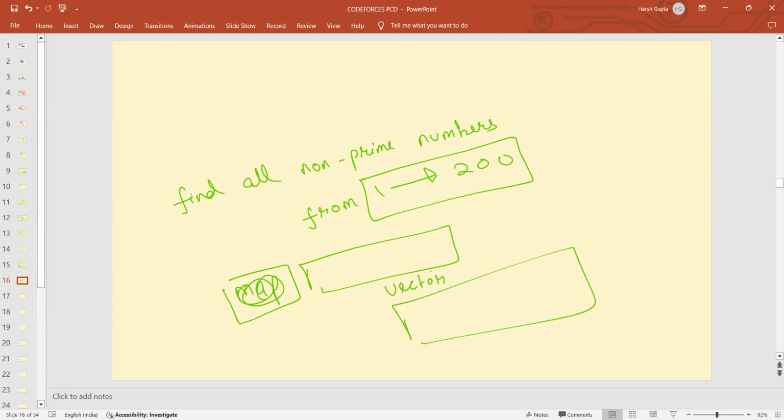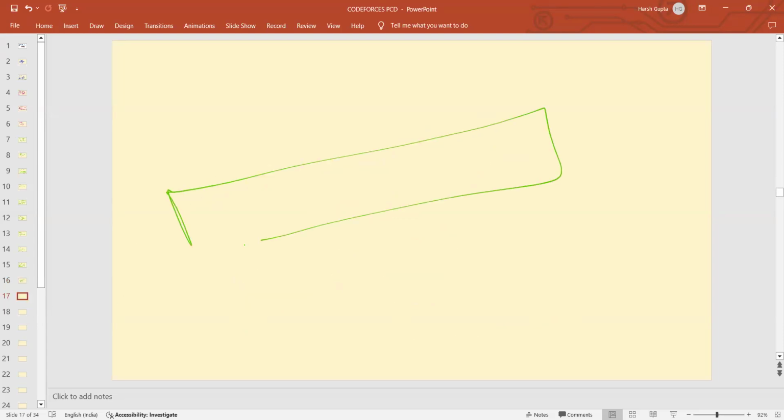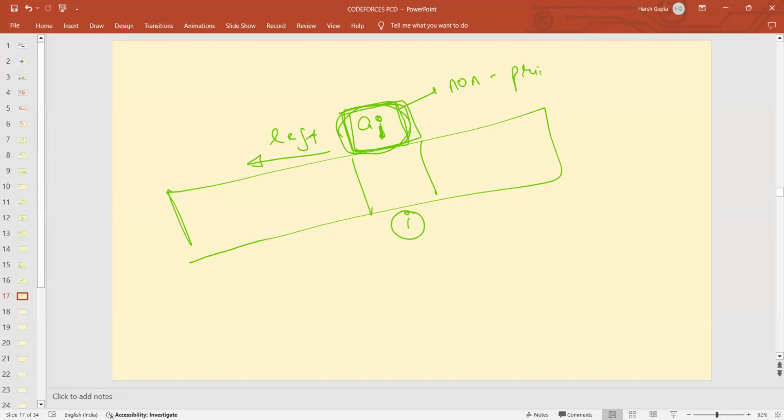And in my vector, I stored all non-prime numbers. Now, if I am coming to any number A[i], what I want to check is: is there any other number towards the left of this number? I go to any index i and check, does there exist any number towards the left of this particular number, which on addition to this number gives me a non-prime number? Is the task clear?